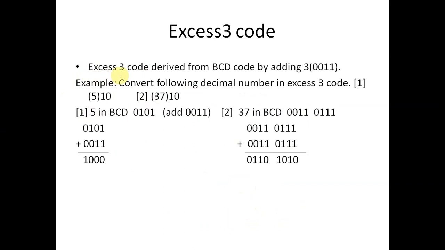Now XS3 code. XS3 code is derived from BCD code by adding 3. Now some examples of this XS3 code. Convert the following decimal numbers into XS3 code.